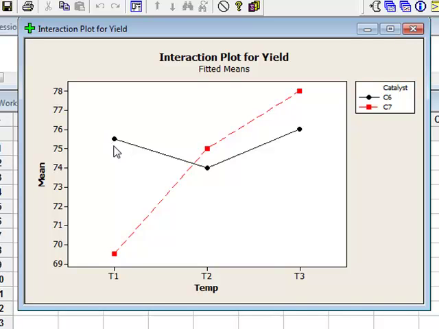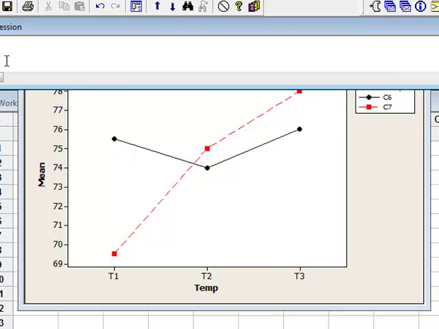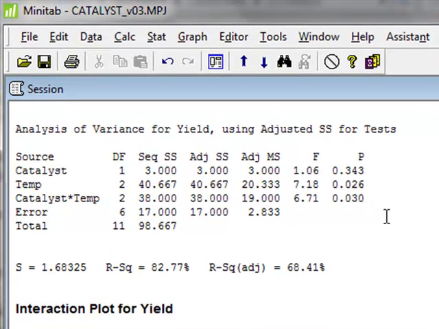We can look and see how this appears in the numerical results. And we see that in the ANOVA table, the temperature effect is significant, 0.026, but the interaction effect, as we suspected, is also significant at 0.030.